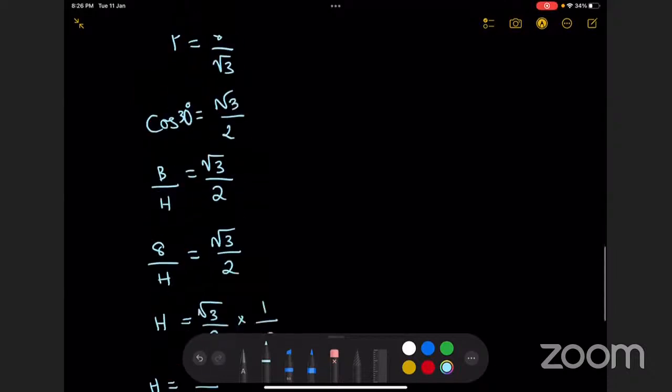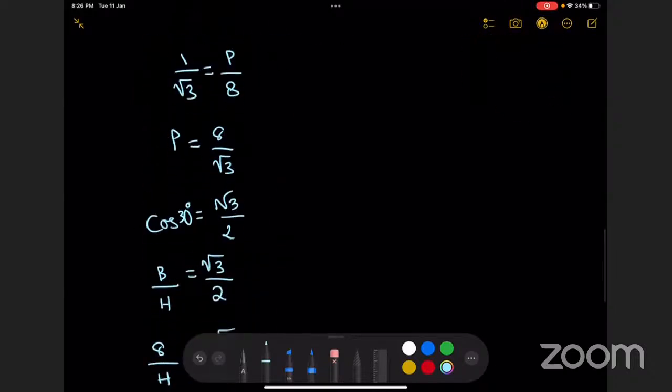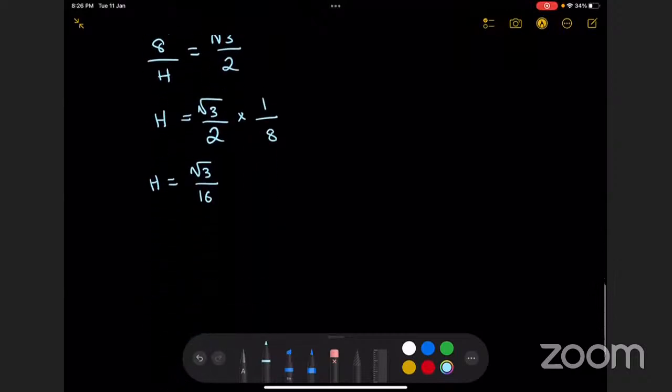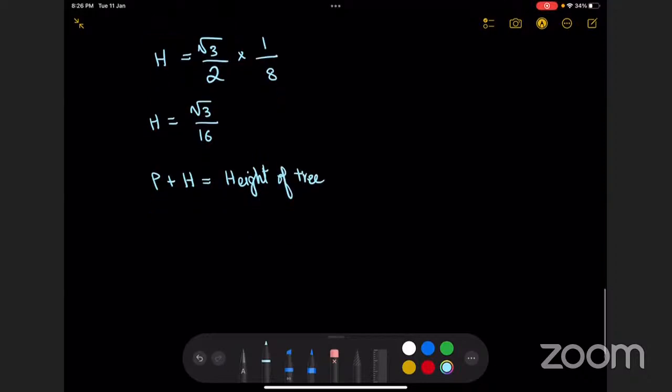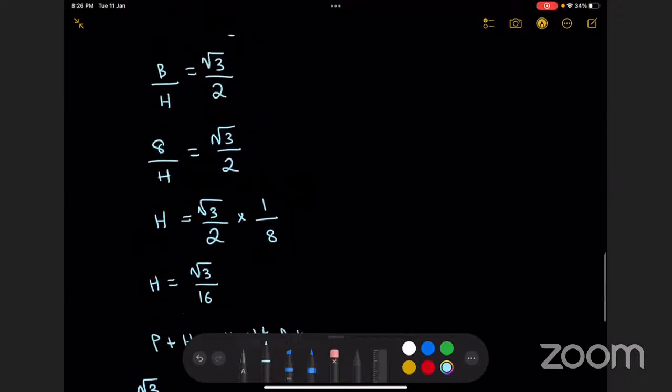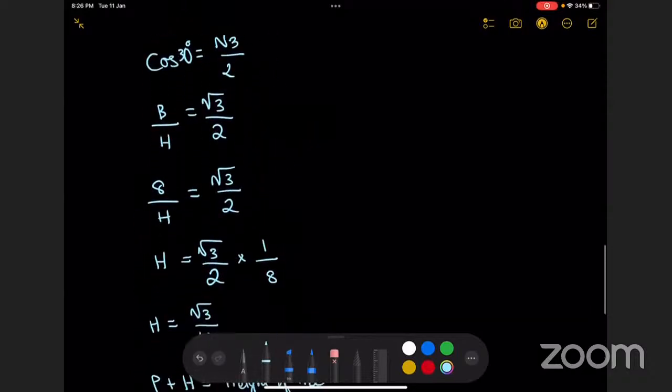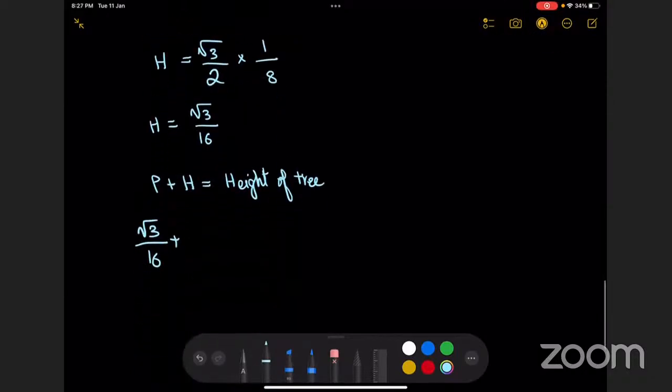Then we need to add the perpendicular and the height. So P plus H equals the height of the tree.